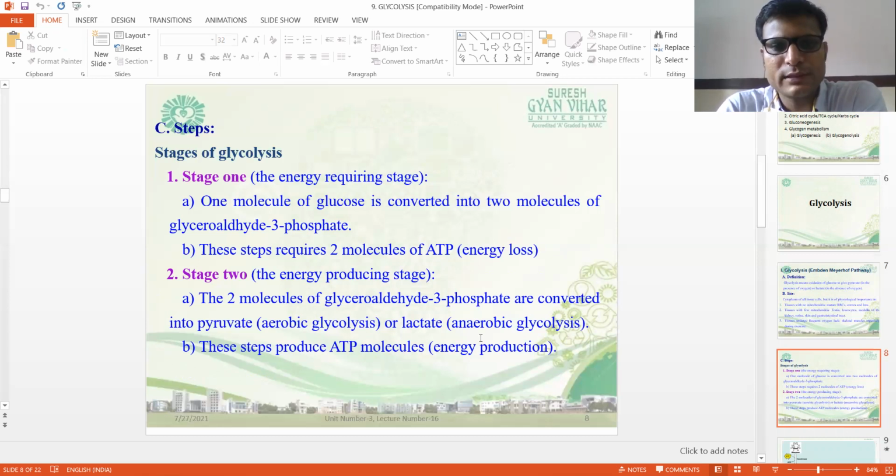So it is nothing but the energy investment, or energy required, stage. Whereas in step 2, which is energy production, finally we get the energy out of the cycle. The two molecules of glyceraldehyde 3-phosphate are converted into pyruvate, that is aerobic glycolysis, or lactate, that is anaerobic glycolysis. These steps produce ATP molecules. When the two molecules of glyceraldehyde 3-phosphate are converted into pyruvate or lactate, that time we will be getting the ATP from the cycle.